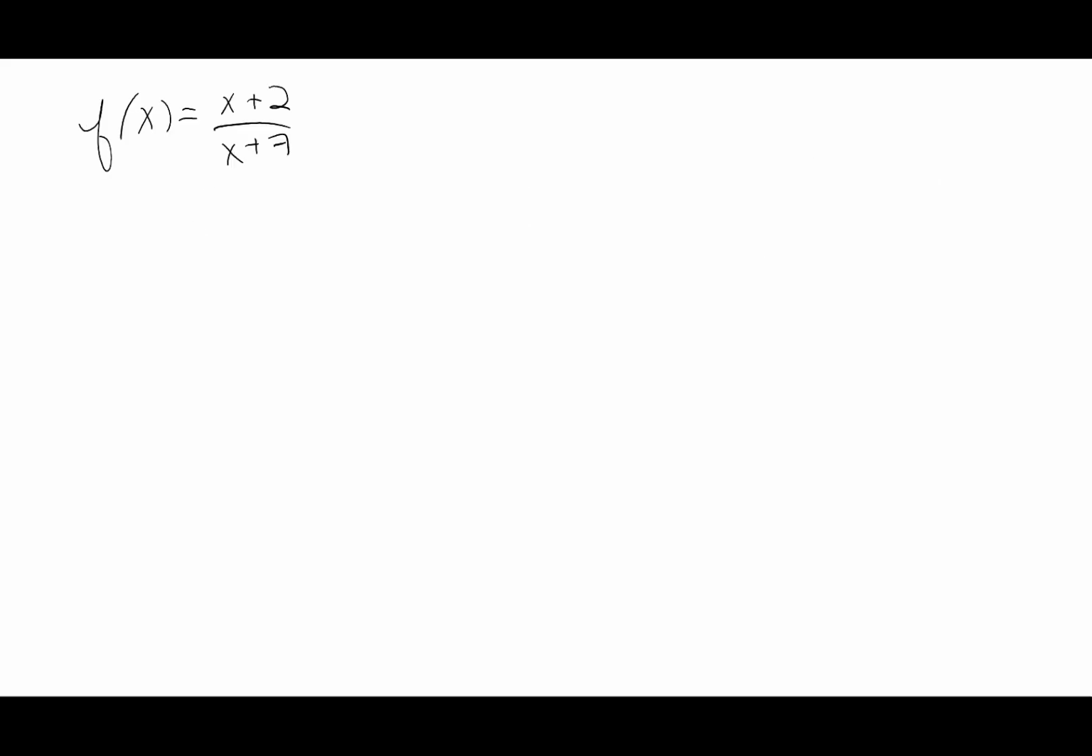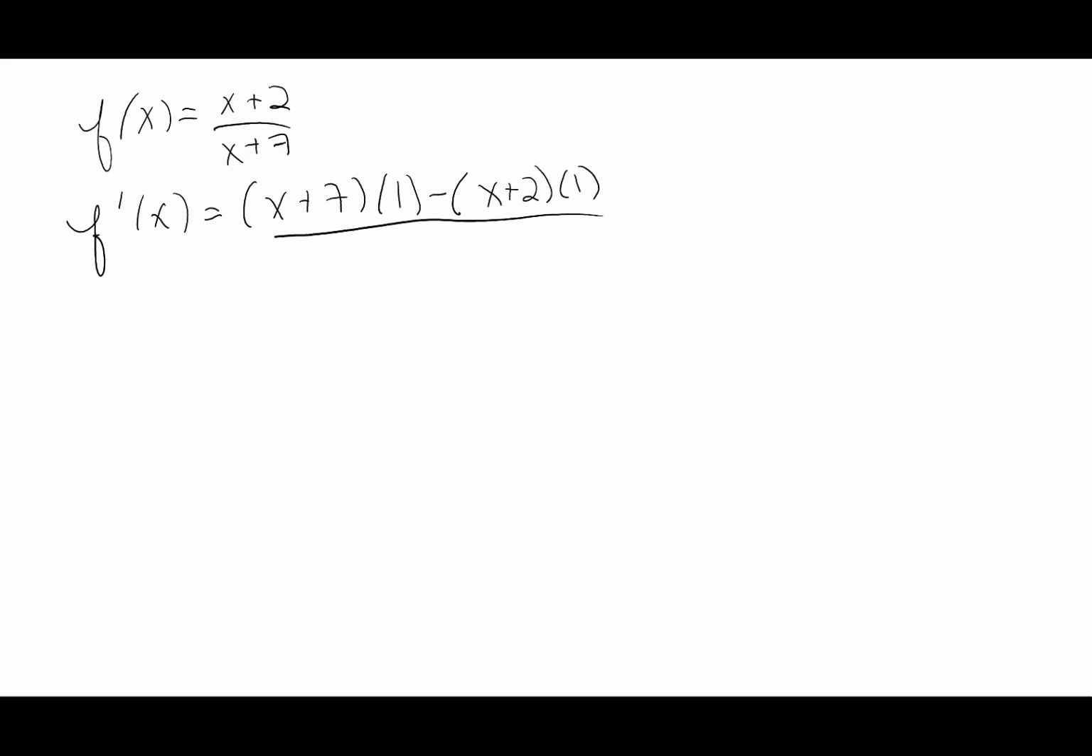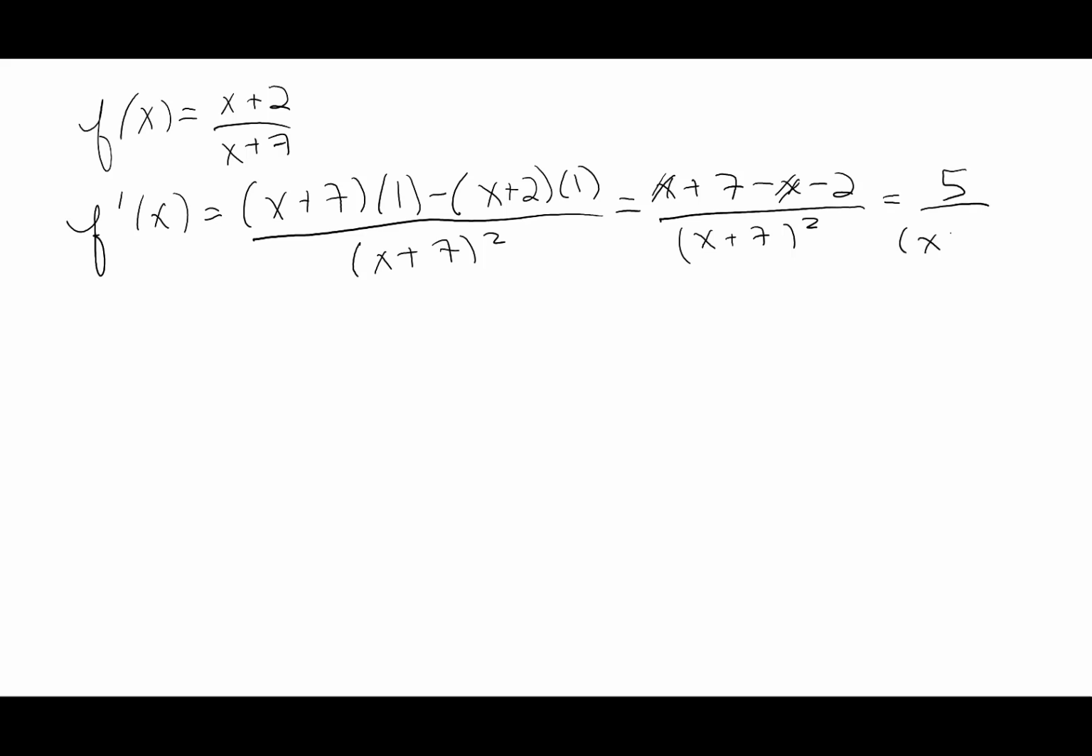So let's start with a blank page to start looking at derivatives. So start with first derivative. I have to use the quotient rule. So quotient rule says low, x plus 7, d high is 1, minus high, x plus 2, d low is 1, all over the denominator squared. I can just drop the 1, so it's the same as distributing them. I have x plus 7. Pay attention to it's minus x minus 2 from the negative sign in front of the x plus 2. I have x plus 7 squared. The x's cancel. In the numerator, you have 5 over x plus 7 squared.